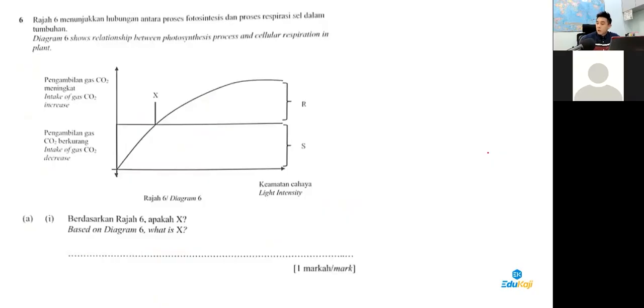Okay, guys, question 6. For question 6 here, we are dealing with compensation point, and that is straight away the answer. X is compensation point. So compensation point is from which chapter? Not 1, not 2, not 3. I think it's chapter 4. Yeah, chapter 4.